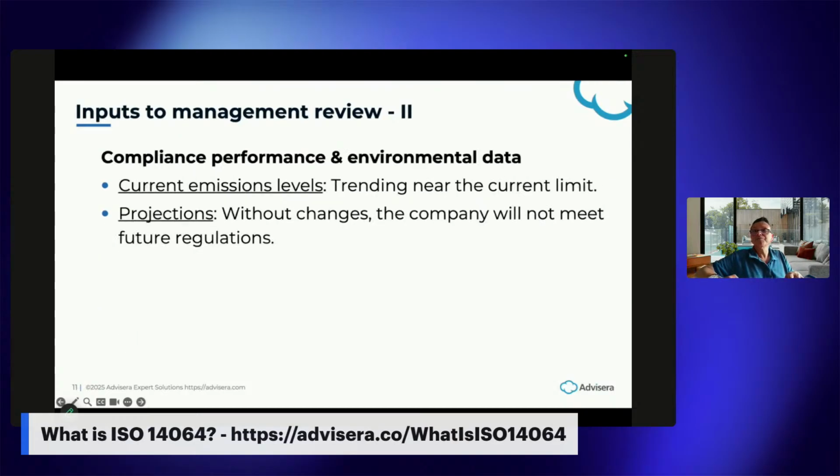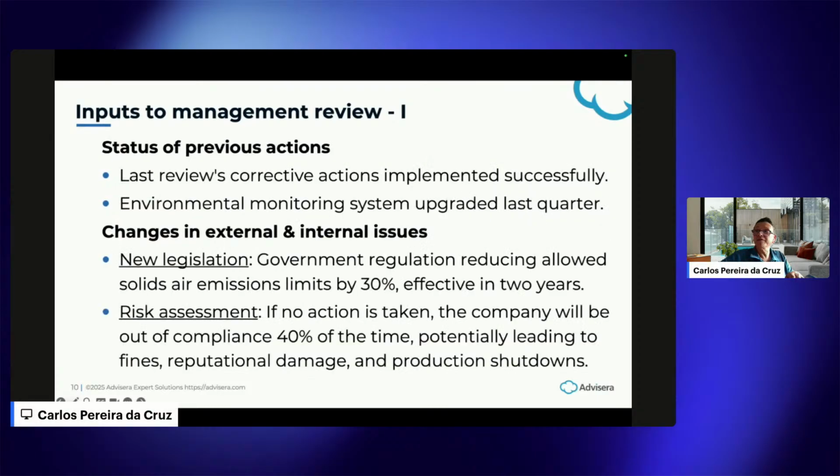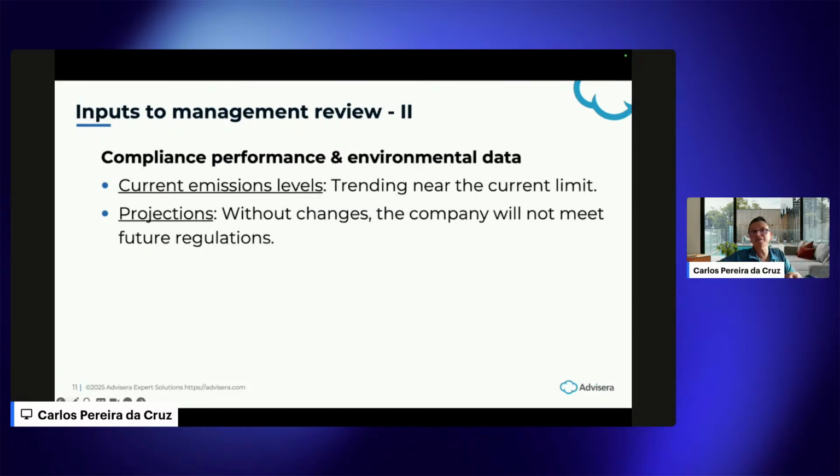Now, we have these changes in external and internal issues. Now we provide more information: compliance, performance, and environmental data. Current emission levels are trending near the current limit. The projections are that without changes, the company will not meet future regulations. So this example highlights proactive environmental management, a key principle of ISO 14001, and good business practice. Instead of waiting for problems to occur, the EMS manager is identifying risks early and giving leadership time to make informed decisions, at least 2 years.